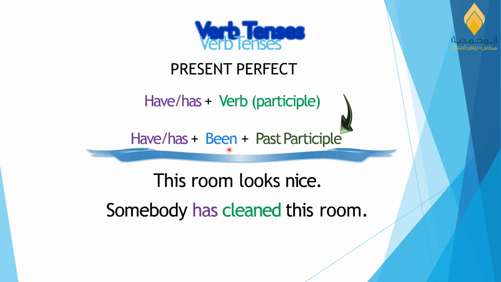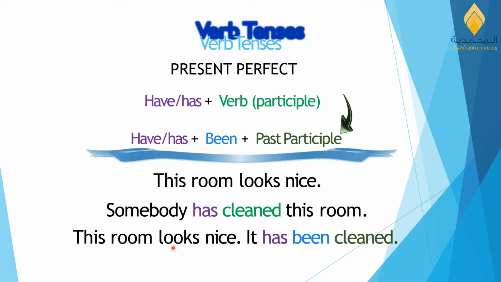Where is the main verb? The main verb is cleaned. What's the verb 3 of the main verb? It's cleaned. So our new sentence becomes, this room looks nice. This room has been cleaned. Or, this room looks nice. It, we used here a pronoun because we don't want to mention this room again. Okay? But you could put, this room has been cleaned. Again, has been, because the main sentence was in the present perfect tense.